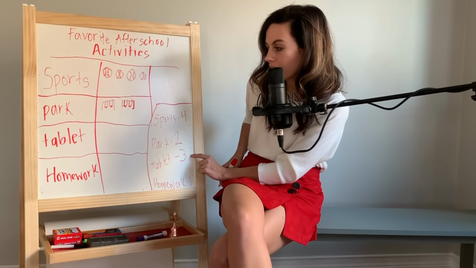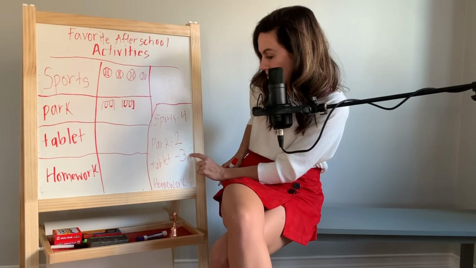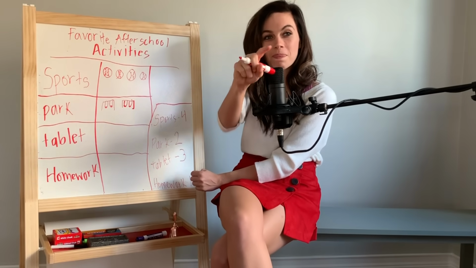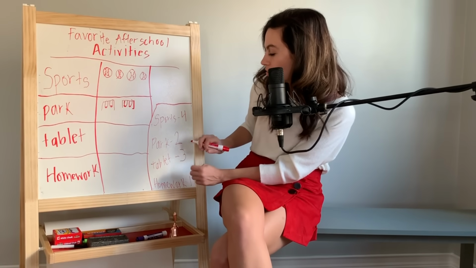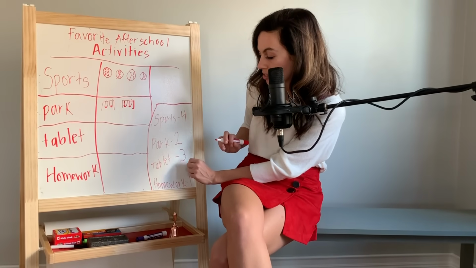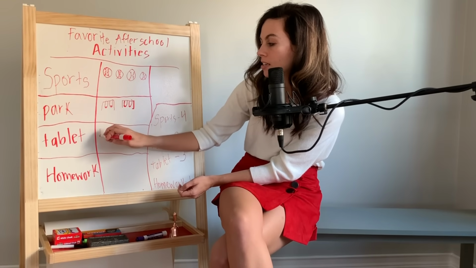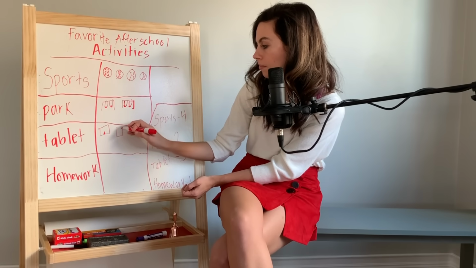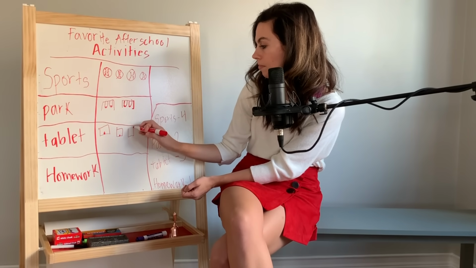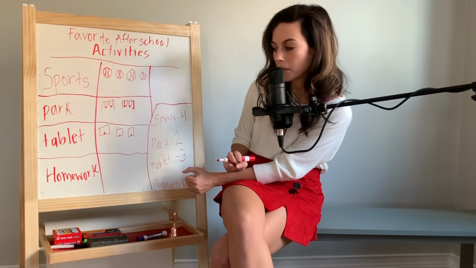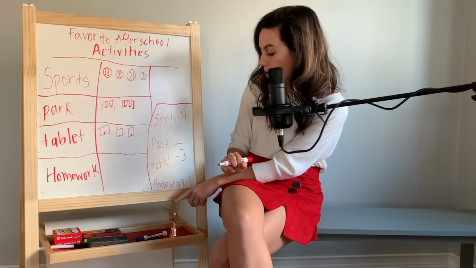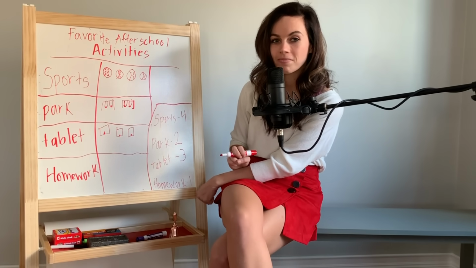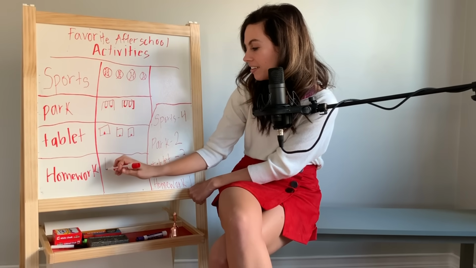The next category, favorite after school activity, was tablets. How many people like to play on their tablets after school? 3, very good. So I'm going to draw 3 tablets to represent 3 people. Remember that each tablet represents 1 person. So that is 3 people for tablets. And how many people chose homework as their favorite after school activity? 1, very good.